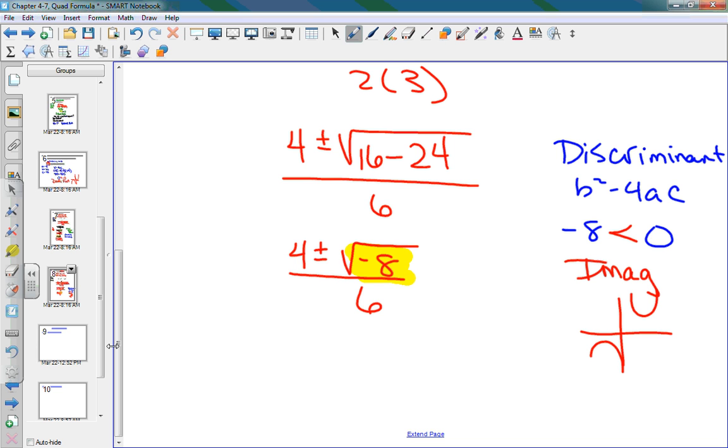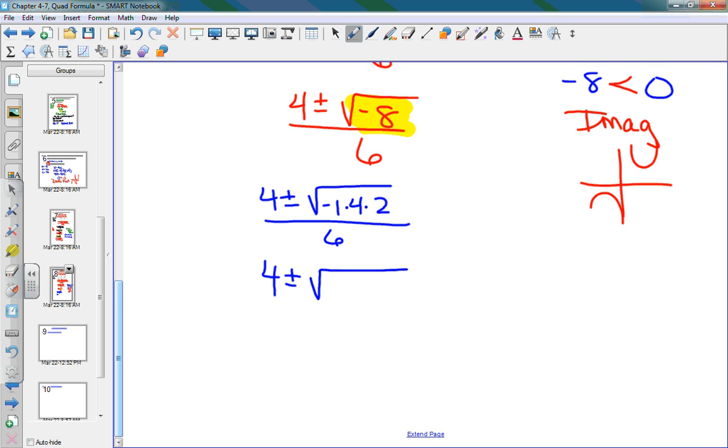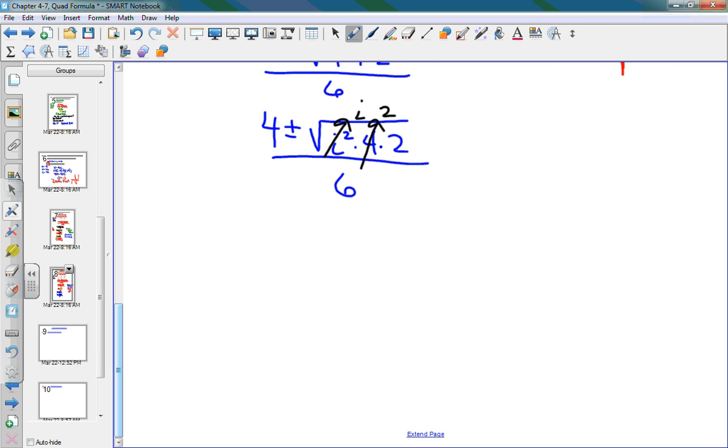Okay? So I need to reduce this, though. So I'm going to have 4 plus or minus the square root of negative 1 times 4 times 2, over 6. 4 plus or minus i squared times 4 times 2 over 6. I squared comes out as an i. The square root of 4 comes out as a 2. So what do I have here? It's going to be 4 plus or minus 2i square root of 2, all over 6.